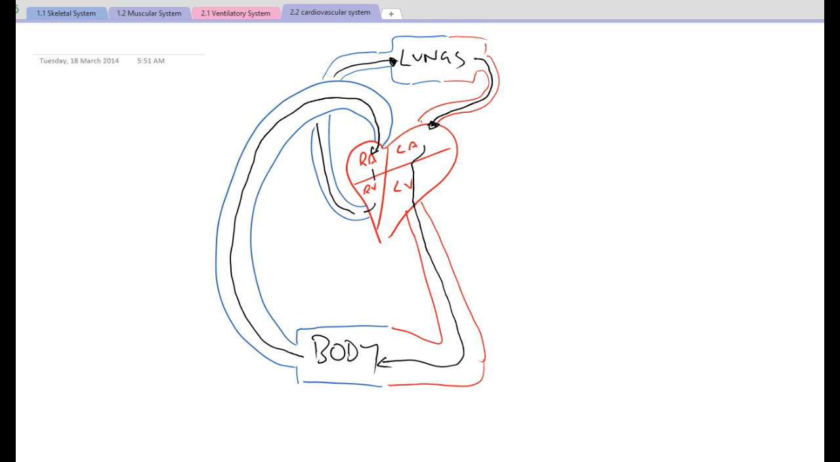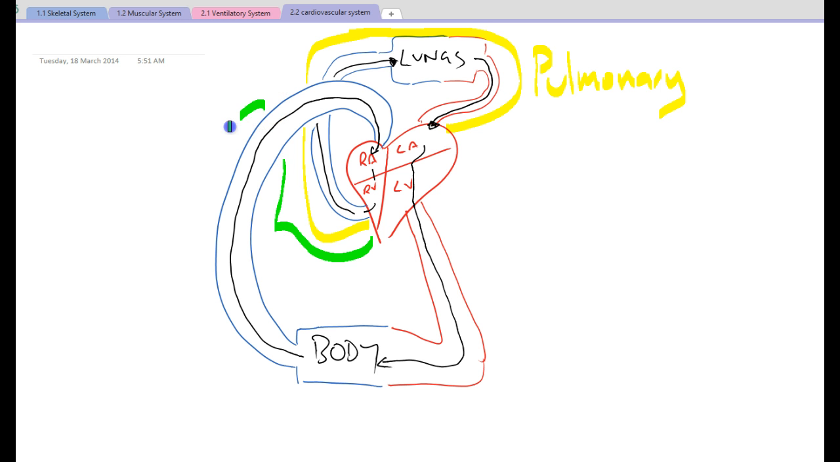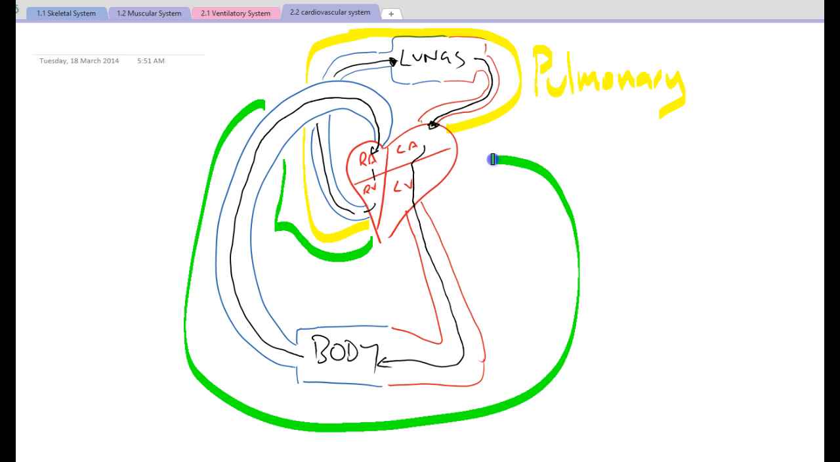veins. So the section that looks at the lungs, that's our pulmonary circulation. The area that looks at the body, systemic circulation.